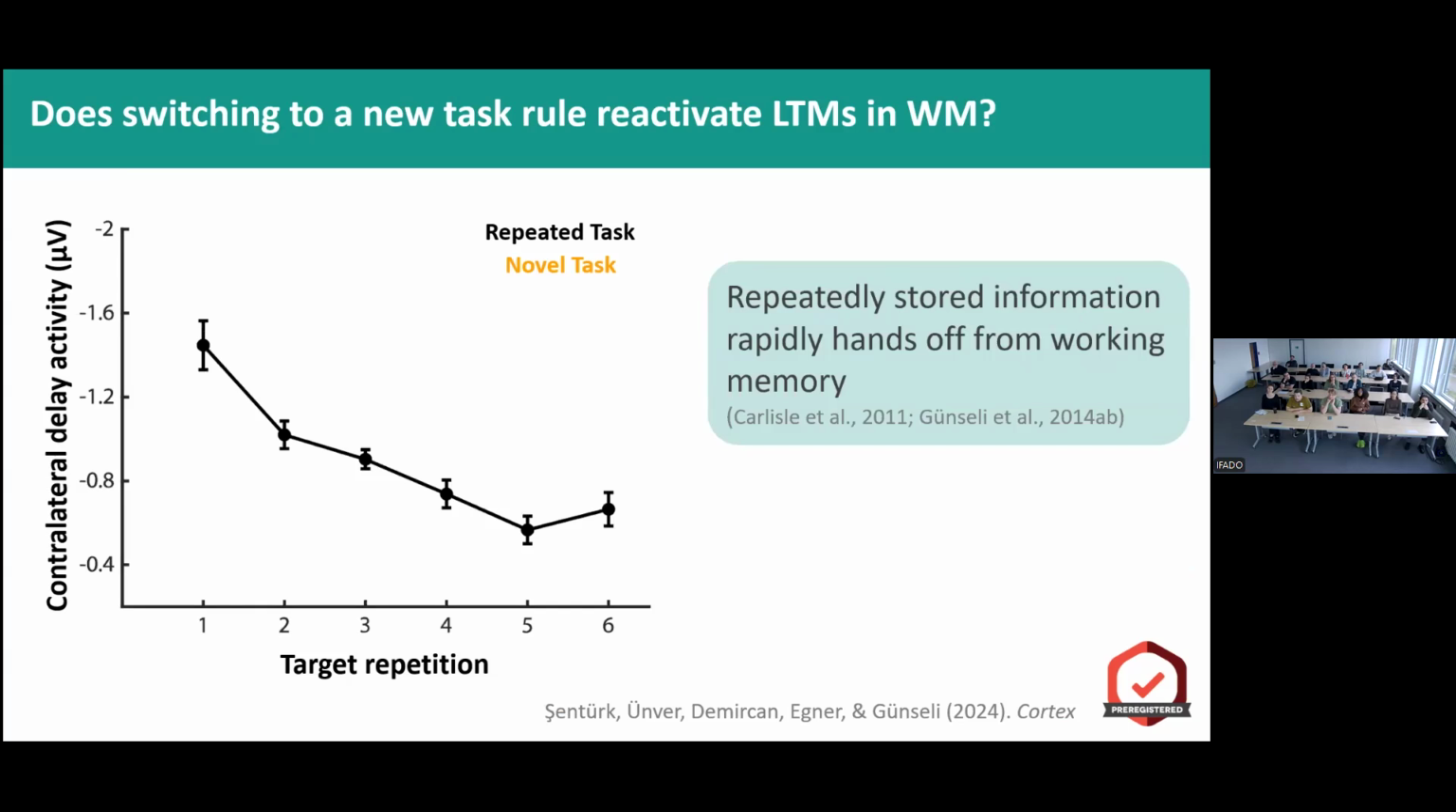Here we have the CDA, and the CDA declines as the same target is repeated. This is the same pattern I showed you where I explained what the CDA is. When the same target is repeated, it declines over time. And this is despite performance increasing. Remember from the previous slide that people get better, even though we see less evidence that this item is stored in mind. How could that be? People must be relying on long-term memory.